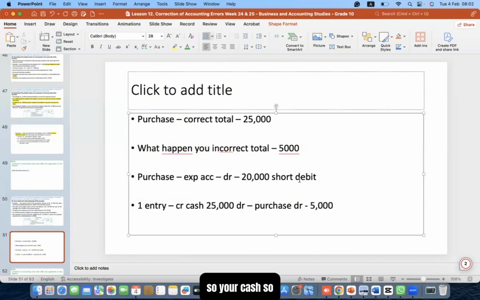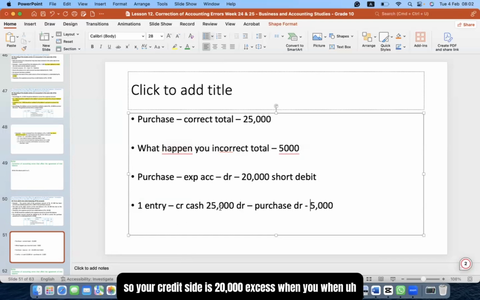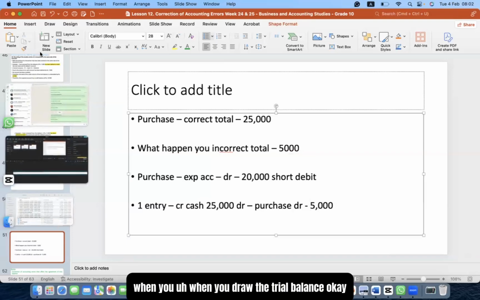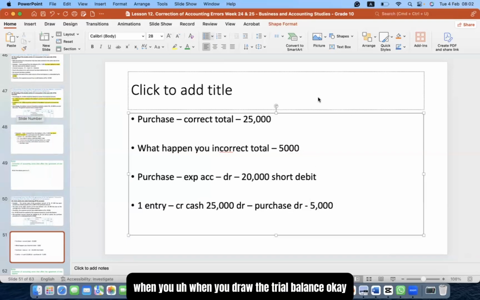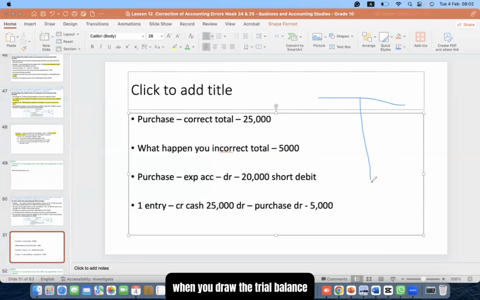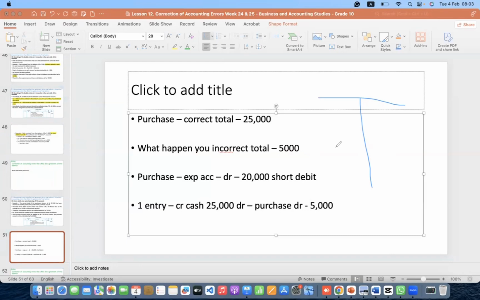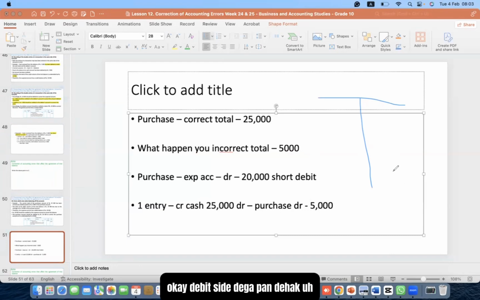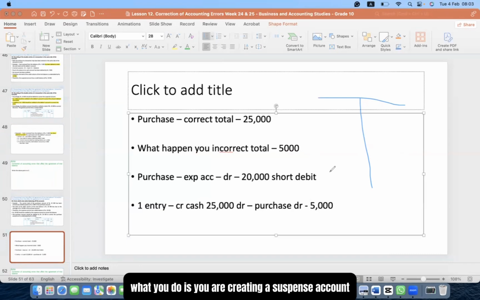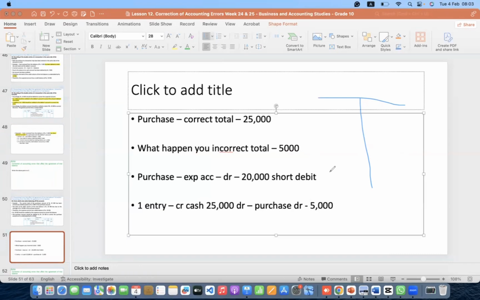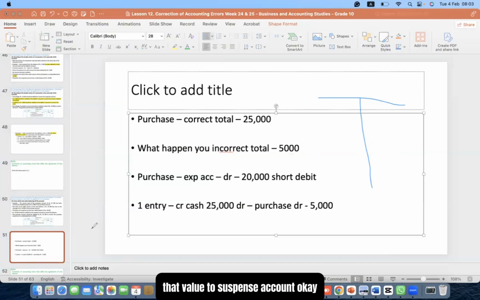So your credit side is 20,000 in excess. When you draw the trial balance, your debit side is shorter than the credit side. The debit side is 20,000 short. Therefore, what you do is create a suspense account and pass that value to the suspense account.